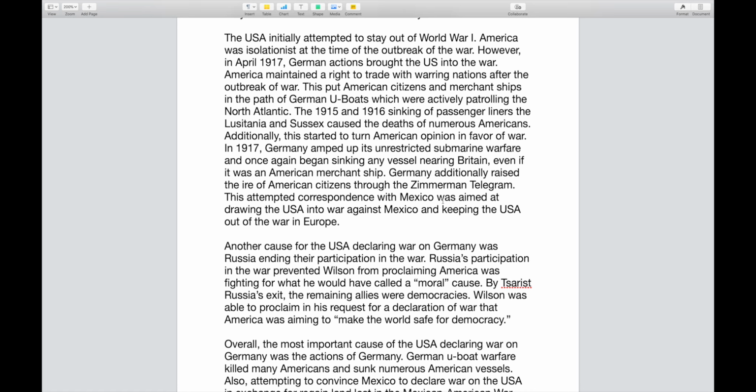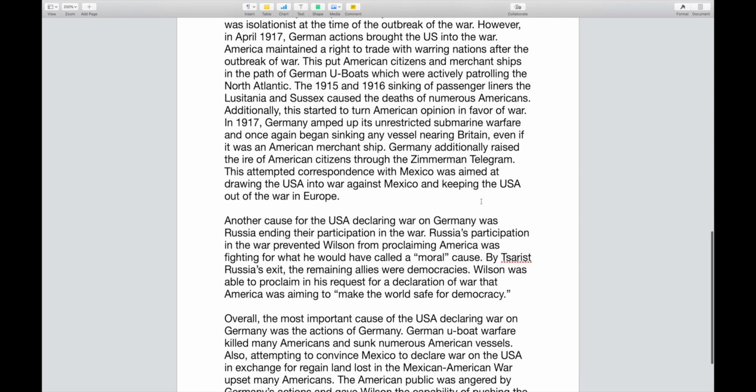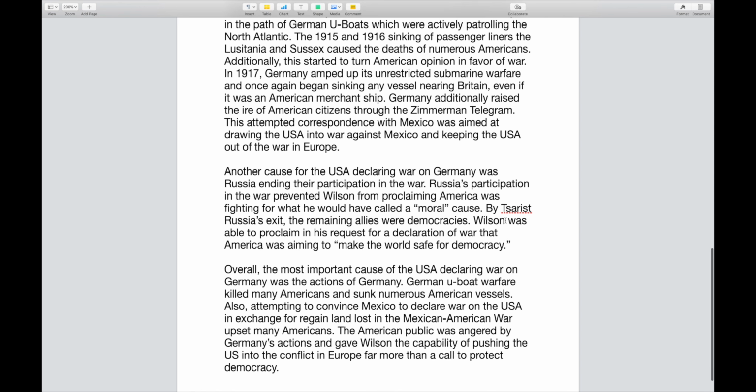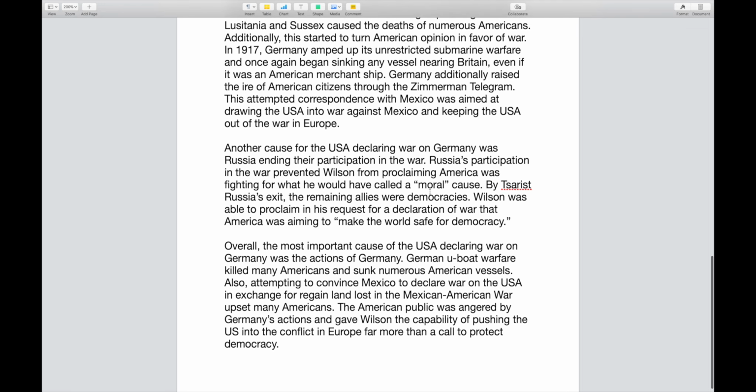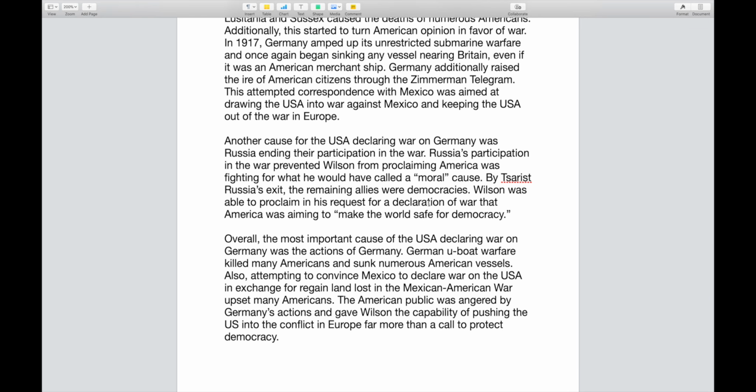So my second one, I'm arguing the call for democracy that Wilson was really trying to push for. That would be the ability to do so because Tsarist Russia had fallen and was out of the war. And I wrap it up by arguing that my most important cause was the war on Germany, was the actions that Germany had taken, because I think this really is your strongest argument to make here.